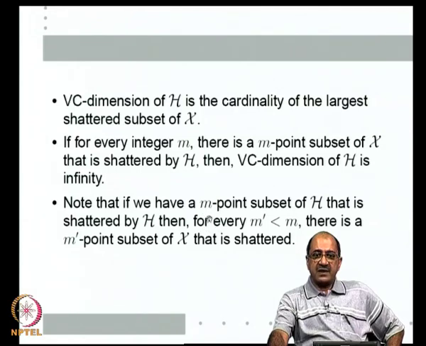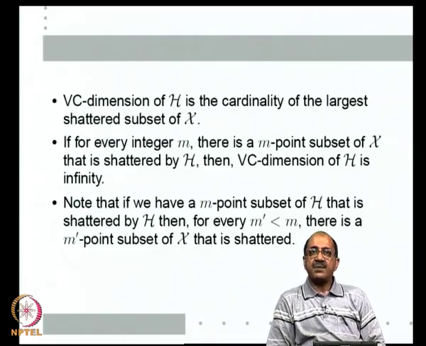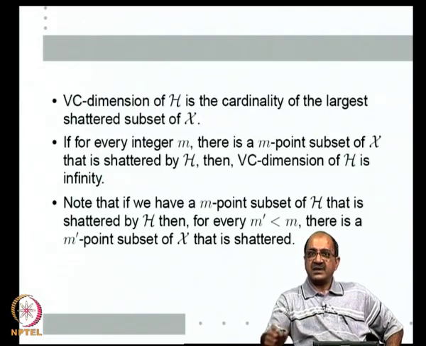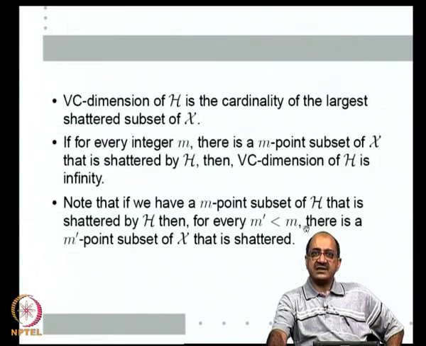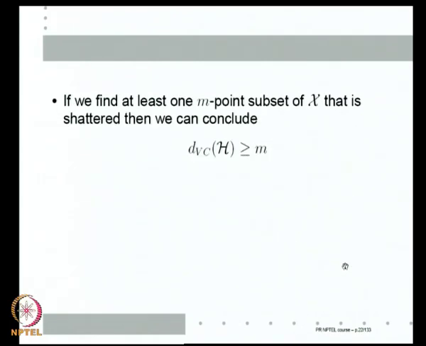Okay. As I mentioned last class, if an m point set is shattered by H, then for any m prime less than m, there is also an m prime point subset of X that is shattered, namely an m prime point subset of the same set. If a set A with m points is shattered, that means all possible labelings of those m points are realizable by the classifiers in H. You take any subset of that A, then all possible labelings of that subset are also realizable by classifiers in H. Thus, whenever there is an m point subset that is shattered, for every m prime less than m there will also be an m prime point subset that is shattered. This is the same as saying that the maximum number of distinguishable functions grows as 2 power m only until m reaches the VC dimension of H, and hence defining VC dimension by the cardinality of the largest shattered subset is correct. Okay.